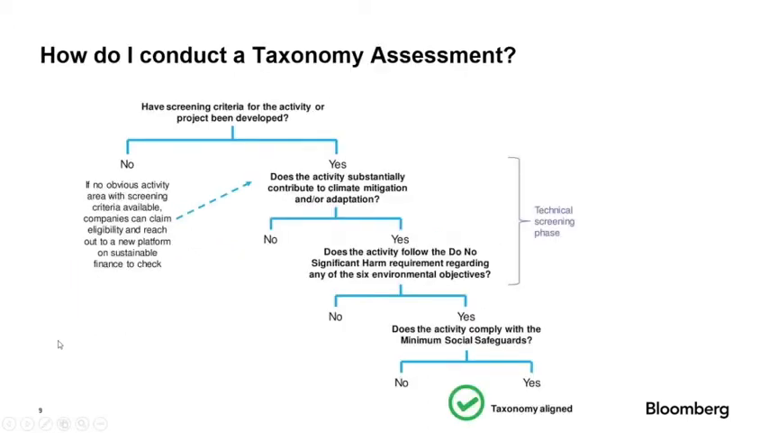So where do I start when I think about a taxonomy assessment? There is a lot of detailed technical content in the taxonomy report, and if you look at the annex as well, it's over 600 pages. So understanding how to apply the taxonomy to an investment strategy can feel really daunting when you first come to it.